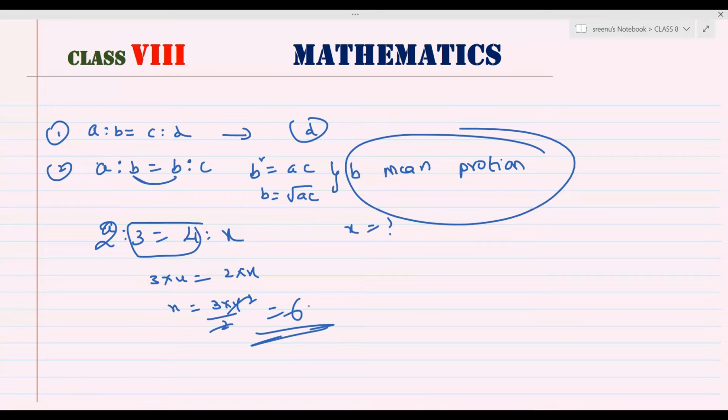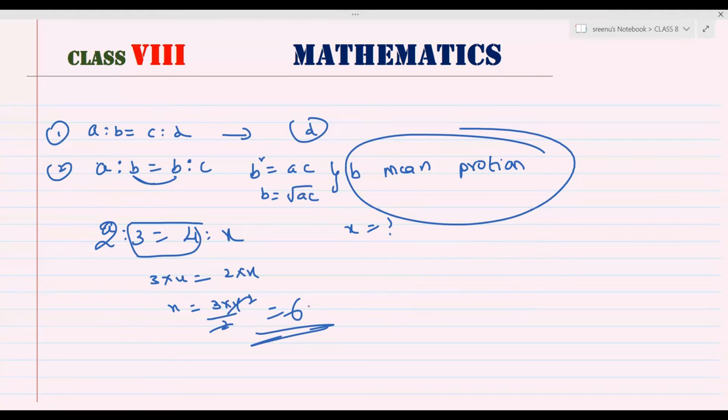You can see page 212: third proportion, continued proportion, that all will see. A, B, C, D are in continued proportion. A is to B is equal to B is to C. C is called third proportion. D is called fourth proportion. Continued proportion of four numbers.